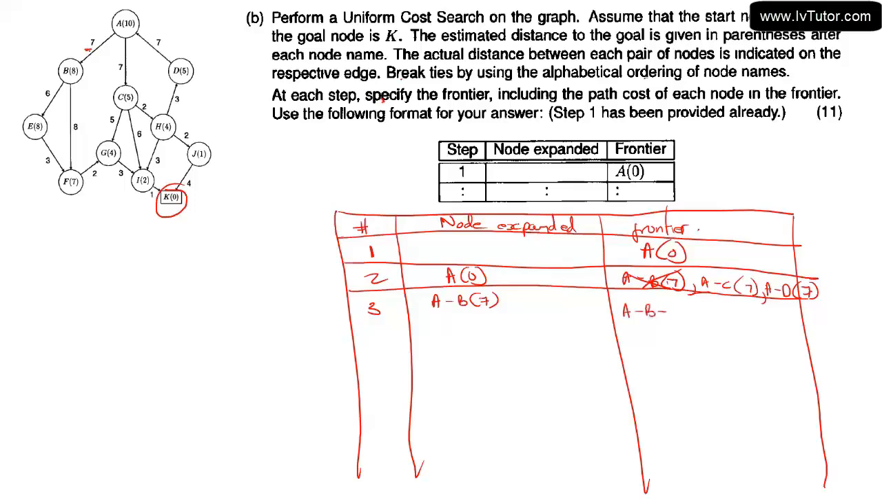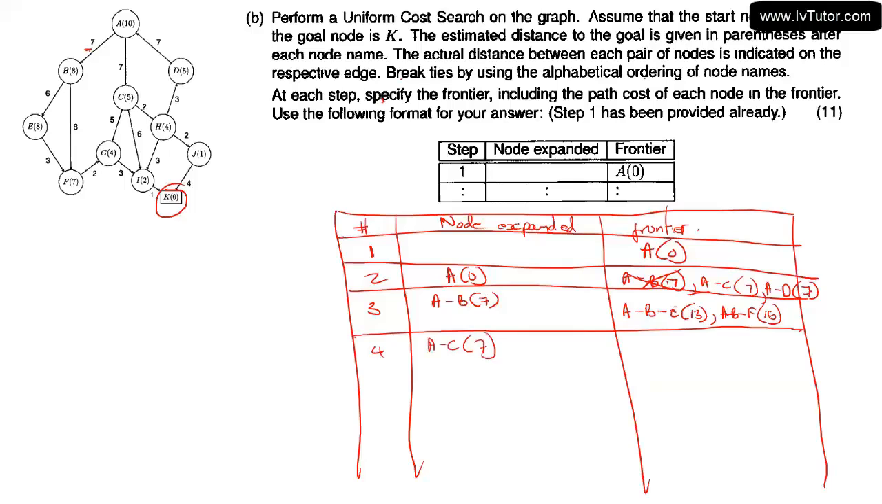We're going to have ABE, which is going to be 7 plus 6, 13. Then we're going to have ABF, so 7 plus 8 is going to give you 15. These are the only additional ones. So the frontier still contains AC, AD, ABE, and ABF. So we go to AC. Number 4, we're going to do AC.